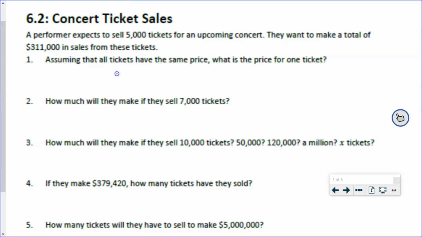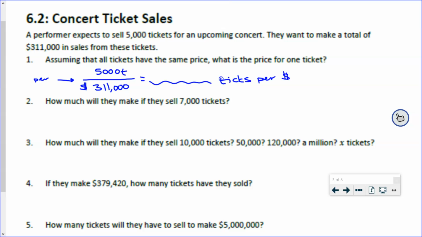So 5,000 tickets divided by $311,000. And think about what this is going to be in the end, even without doing the calculation. Remember, this line right here means per, right? So this is going to be the tickets per dollar, not ticks. Tickets per dollar. Does that answer the question? Tickets per dollar. What is the question asking? Price per one ticket. Yep, so we need to rethink this.